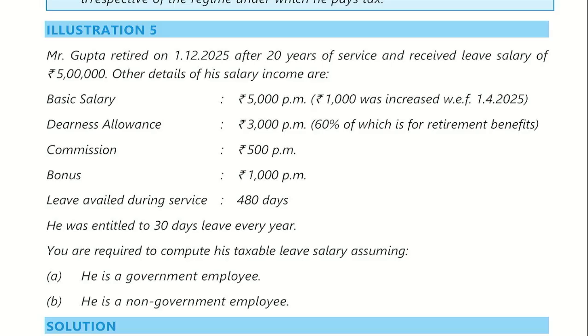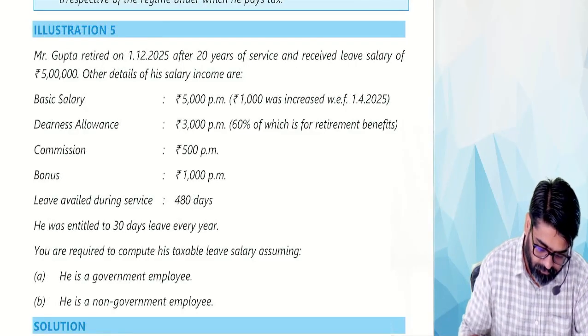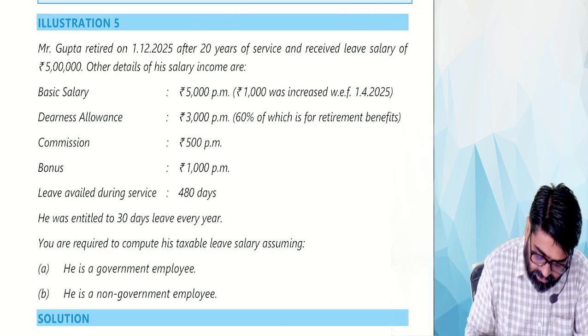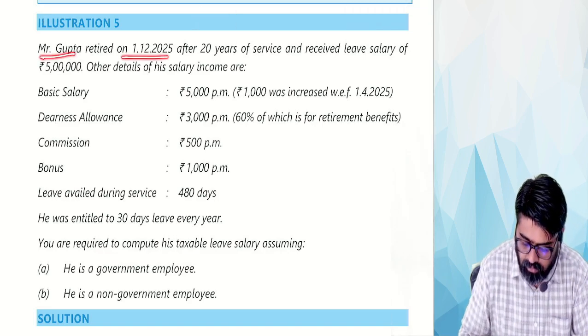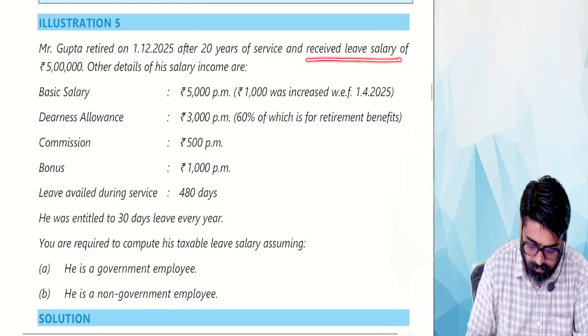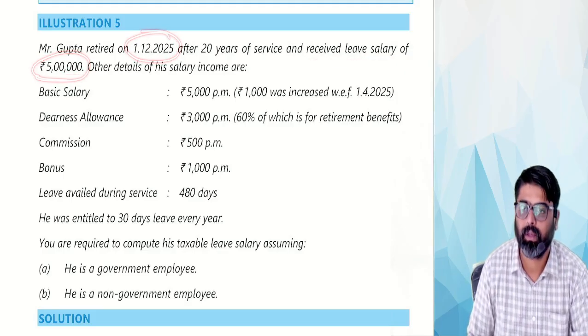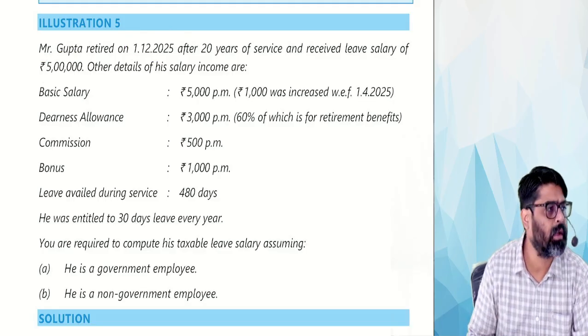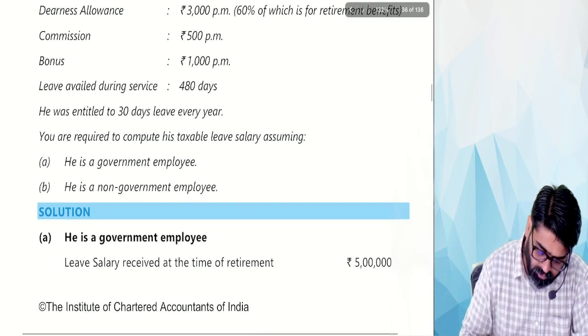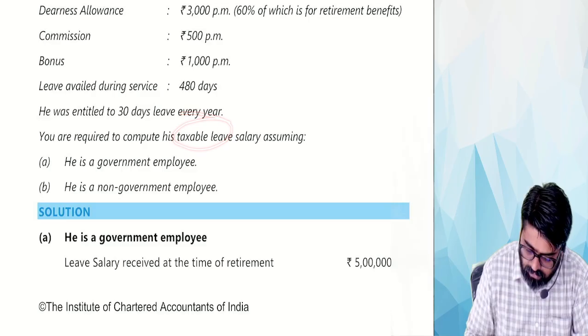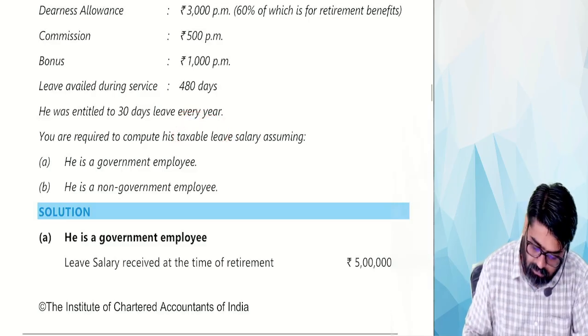No, see, I will solve. Wait, see, illustration number 5 is there, right? Now in this illustration, they're saying Mr. Gupta retired on 1st of December 2025 after 20 years of service and received a leave salary of 5 lakh. So on retirement, he's getting 5 lakh rupees of leave encashment. If he is a government employee, then this 5 lakh is fully exempt. If he is a government employee, what will be the taxable leave salary? Nil. 5 lakh minus 5 lakh. But what if he is a non-government employee?